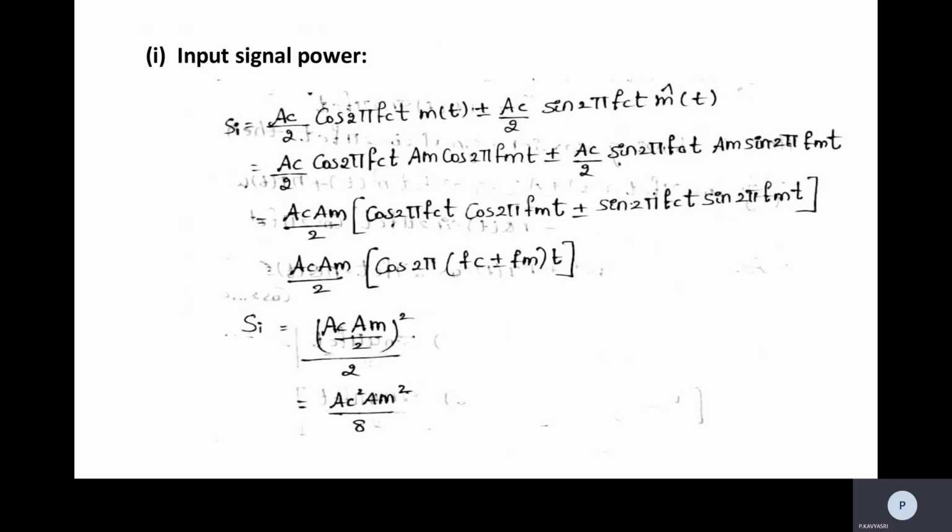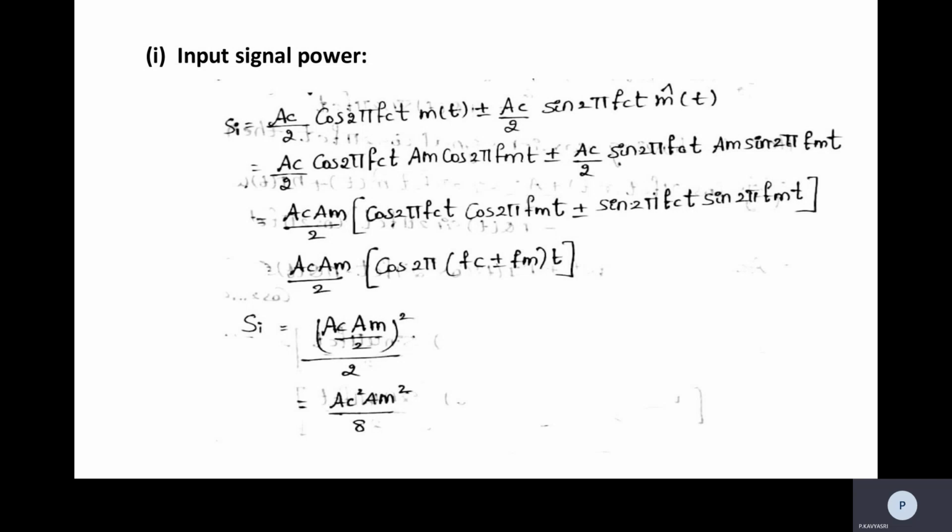To find the performance analysis, we have to calculate four parameters, right? They are input signal power, input noise power, output signal power, and output noise power. We will calculate the four parameters one by one, and then substitute all of them in our equation. First, we will see the input signal power, which I represent with S suffix i.